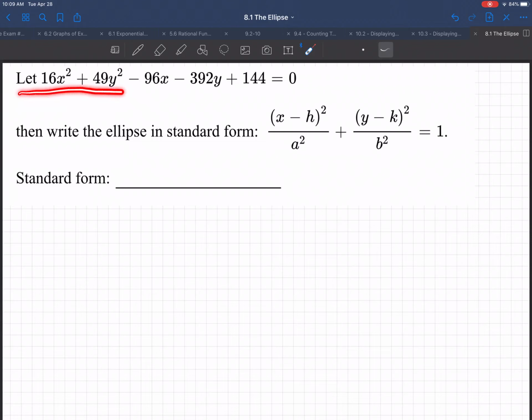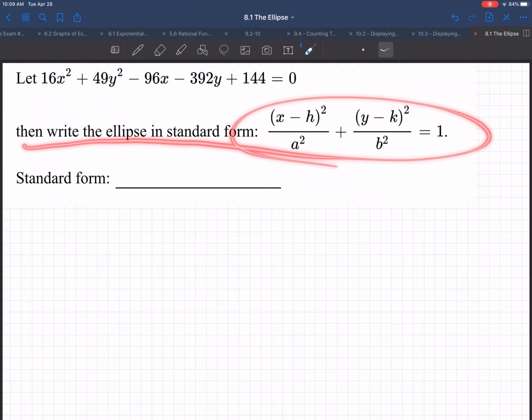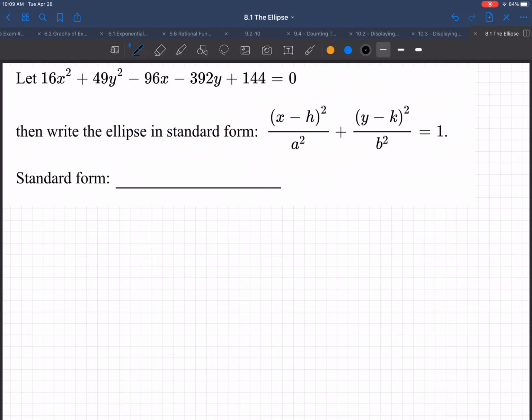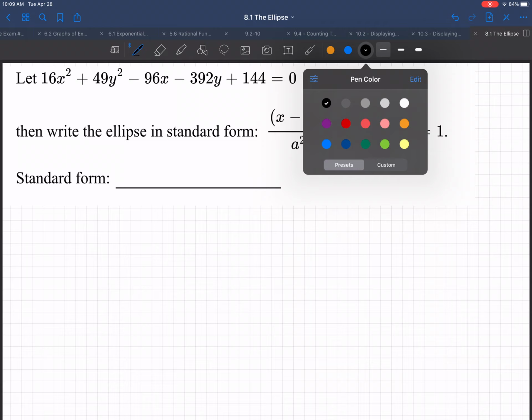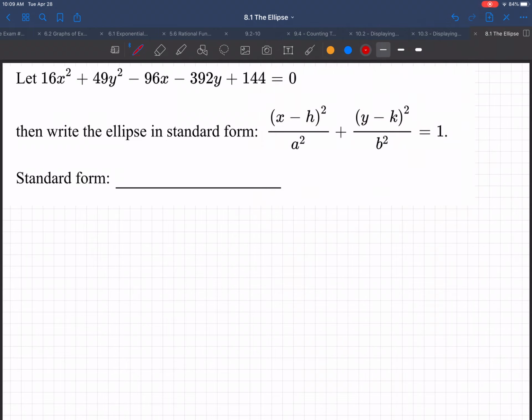Let 16x squared plus 49y squared minus 96x minus 392y plus 144 equals 0. Then write the ellipse in standard form. Okay, so this is a really important problem. So when they say this, write in standard form.